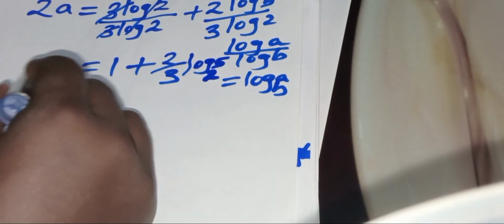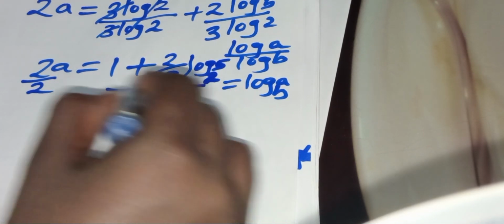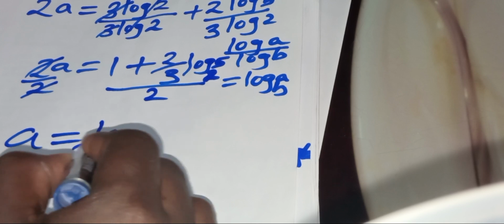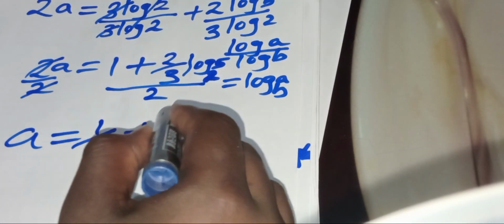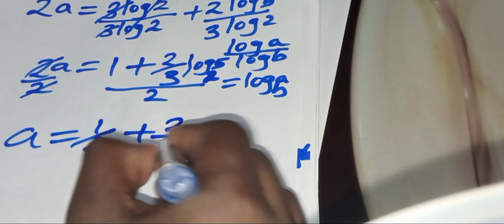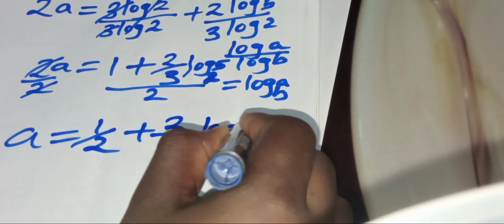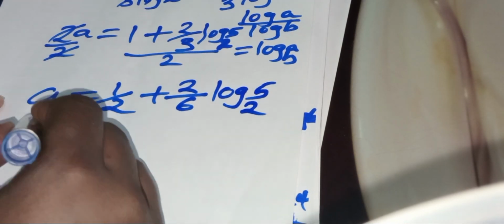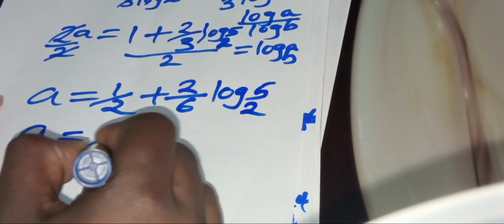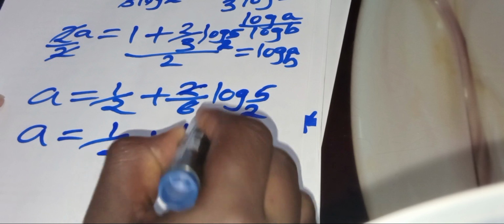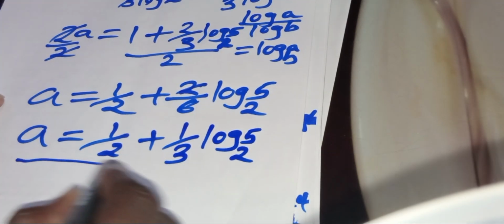So if we divide both sides by 2, so that the value of a is equal to half plus 2 divided by 6 log 5 to base 2. We can simplify this further, and a is equal to half plus, now if you simplify here, this is the same thing as a third log 5 to base 2. Now this is the value of a.